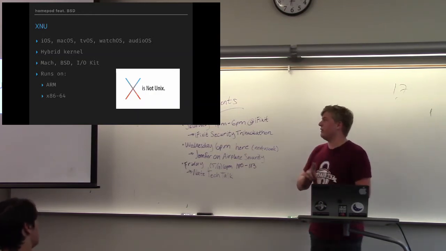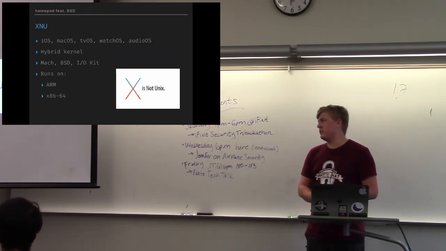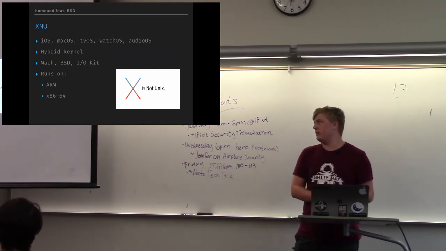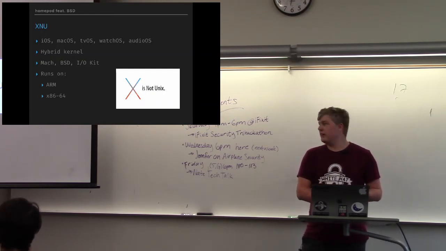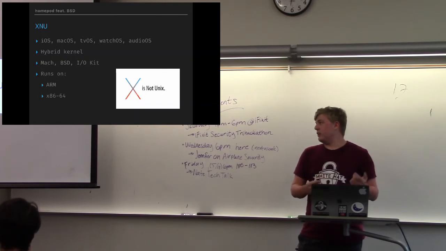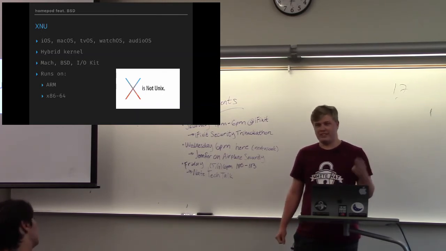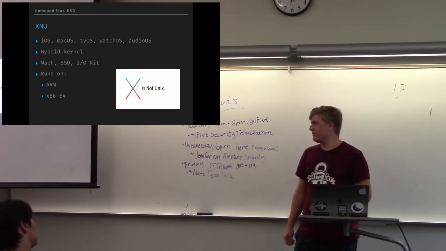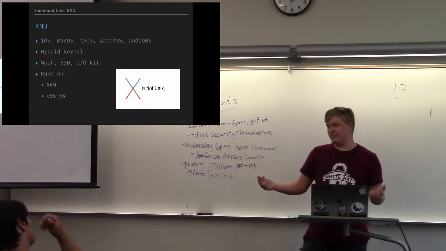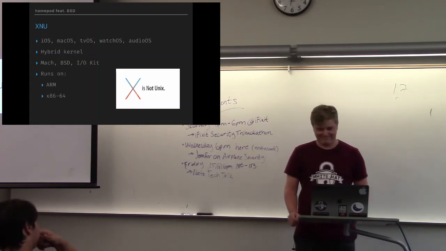And so the three components of XNU are Mock, BSD, and IOKit. The one we care about is Mock. And XNU runs on ARM because obviously iPhones and the HomePod and tvOS, TVs. Oh, and the watch. The watch also is ARM. And then x86-64 because Macs are still a thing.